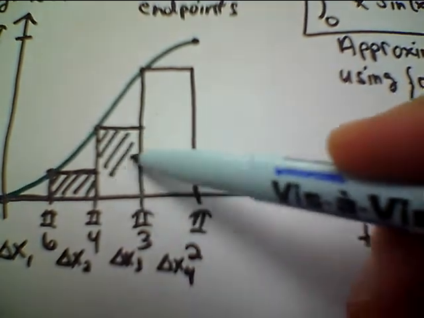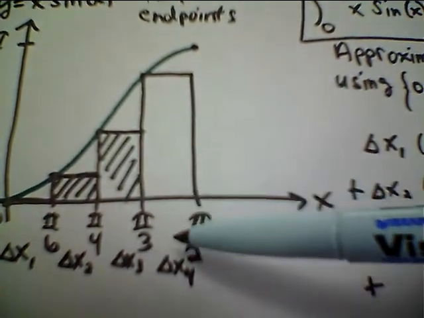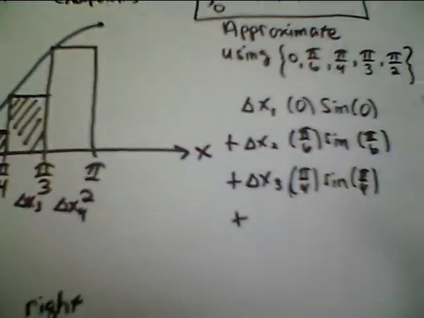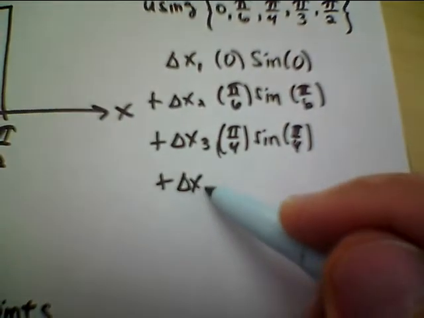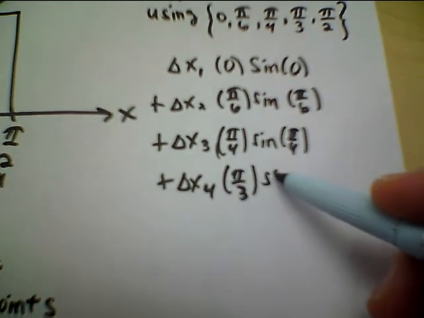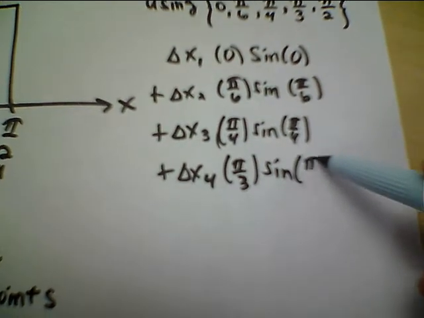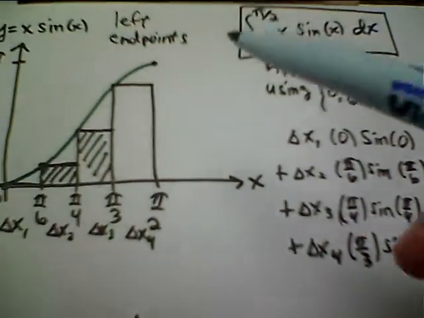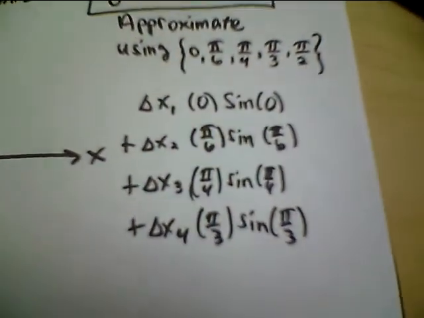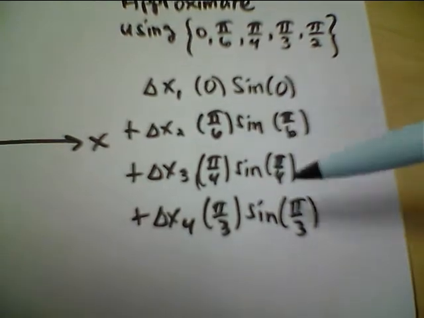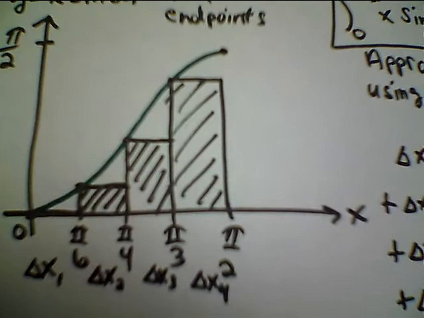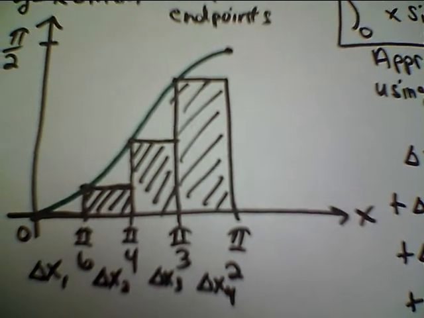that was the area of that rectangle. Now we need the area of this rectangle. That's delta x4 times the height of this rectangle, which is the function evaluated at pi over 3. And that gives you the area of this rectangle. So you have to compute those bases, compute the values of the functions, add them all together, and you get the approximate area under the curve, which looks something like that.